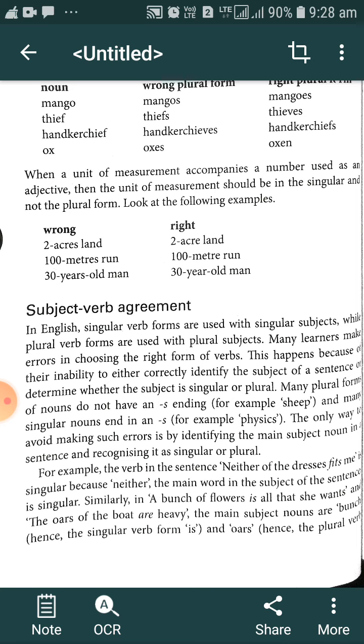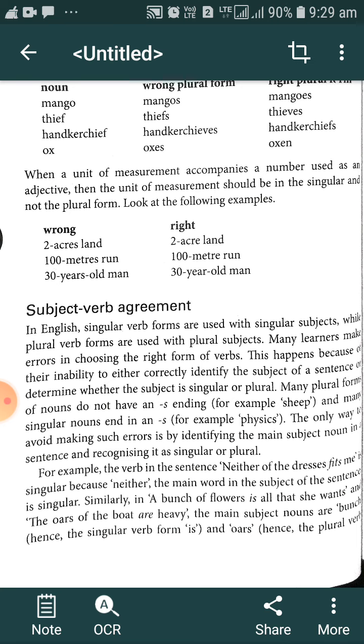The only way to avoid making such errors is by identifying the main subject noun in the sentence and recognizing it as singular or plural. Just as we have seen in the examples of ships, there is no need to add the suffix s to ships to form the plural of that particular noun. In the same way, physics ends in s, but it doesn't mean that it is plural. So we must recognize the proper form of the subject used in that particular sentence. After that, we will be able to use the proper form of the verb.